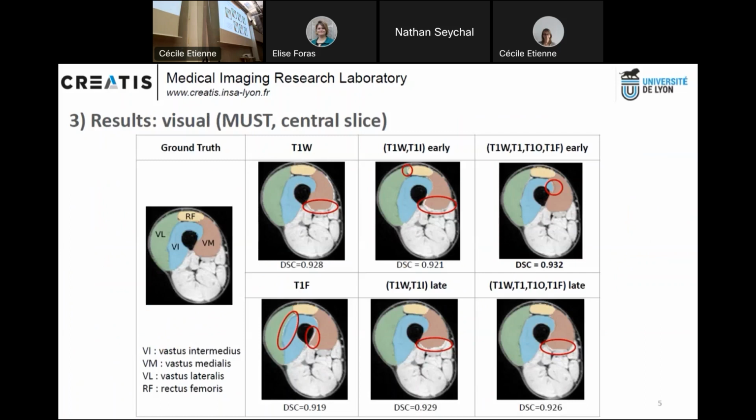So these are the results that I got. You can see that visually it's very satisfying when we compare it to the ground truth. The muscles are globally very well found by the network. There are still some parts that require some improvement, but it's overall very satisfying.